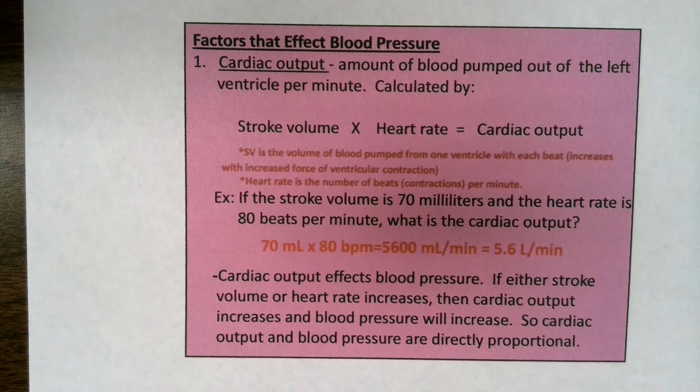It says if either stroke volume or heart rate increases, then cardiac output is going to increase. Therefore, blood pressure is going to increase. So cardiac output and blood pressure are directly proportional, so that if we have an increase in any one of these, we're going to have an increase in blood pressure overall.